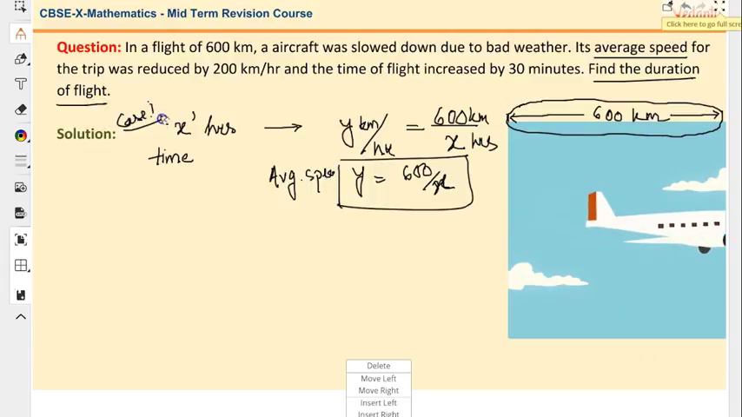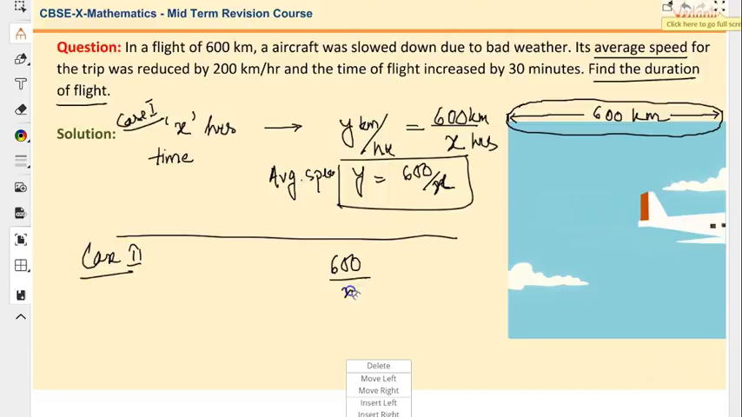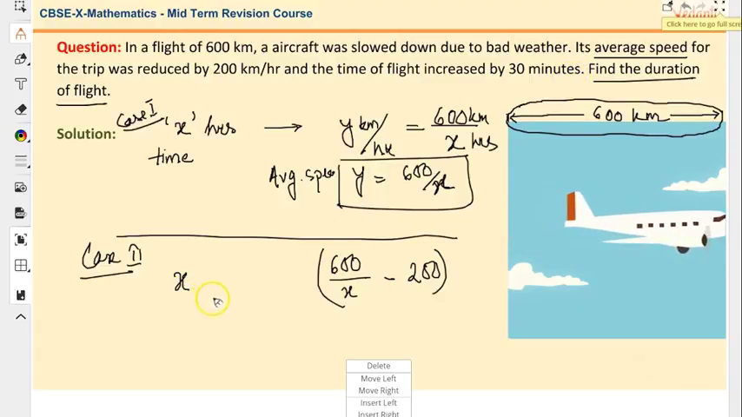So this is a trick, guys. The speed is reduced by 200 kilometers per hour. That means now my speed is 600 by x minus 200. So if this is my speed, what is my time? Now my time is x plus 30 minutes. Now this I took as hours.